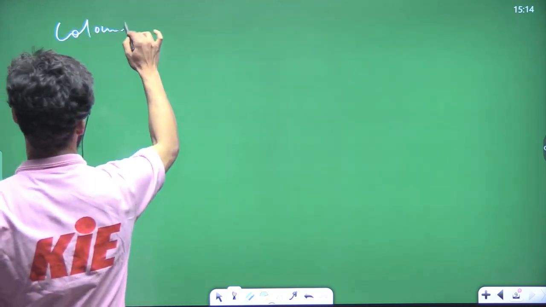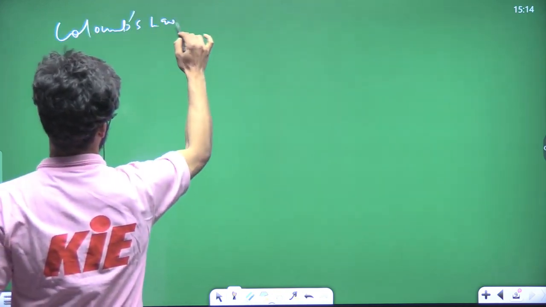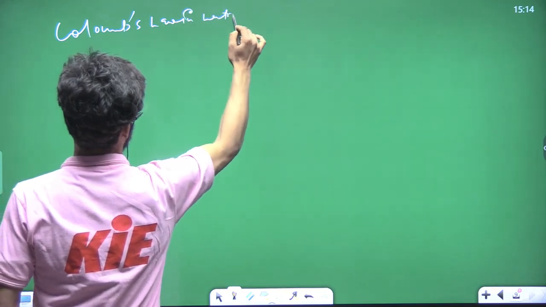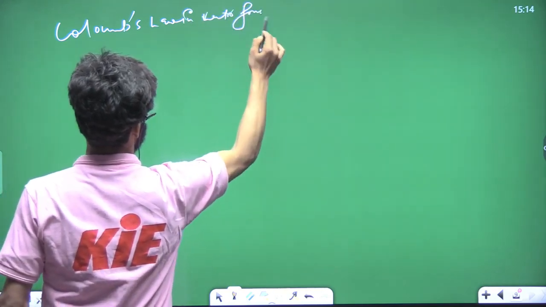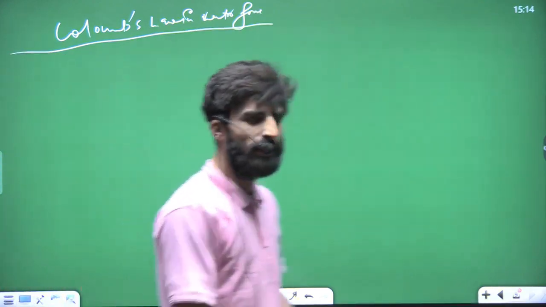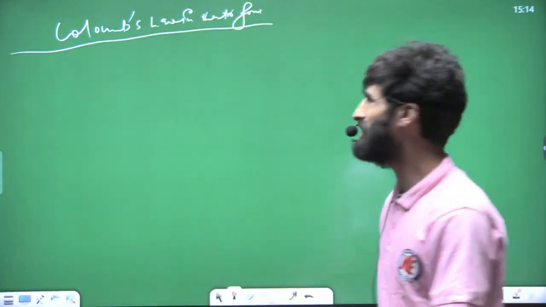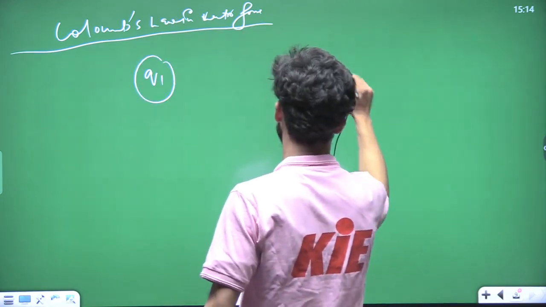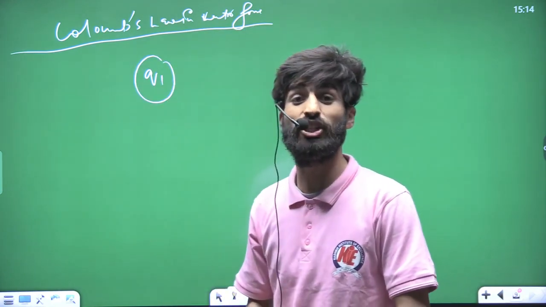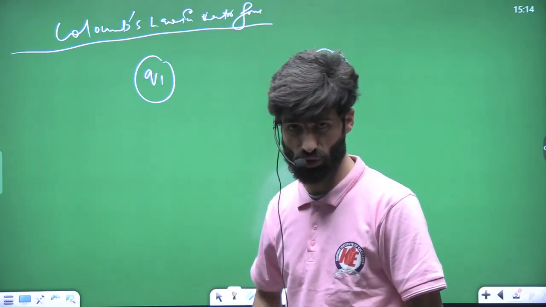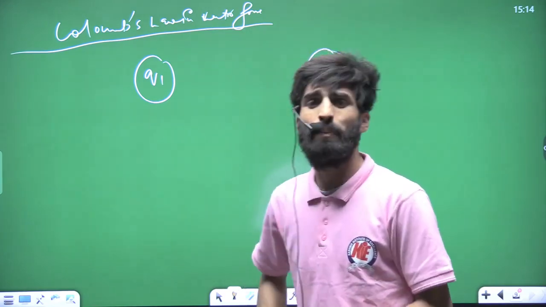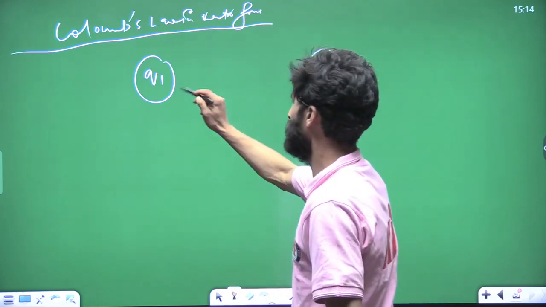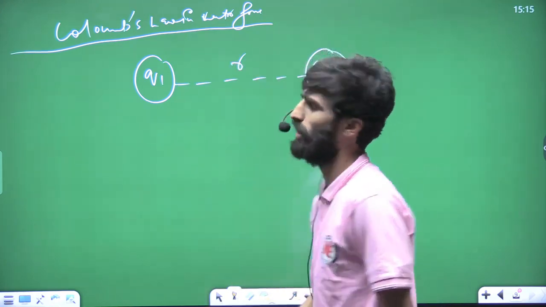Now, we are going to discuss Coulomb's law in vector form. See my dear, for discussing Coulomb's law in vector form, I take two charges, one is Q1 and the second is again Q2. These are two stationary point charges, and they are separated by a distance of R.